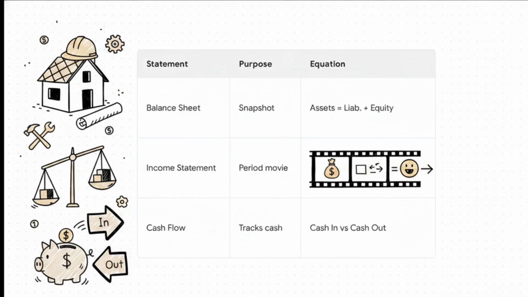And finally, your cash flow statement. It does exactly what it says on the tin. It strictly tracks the actual movement of cash in and cash out of the business. You need this because, let's be real, you can easily show a paper profit on your income statement but still have literally zero cash in the bank to make payroll on Friday. You absolutely have to know these 3 formulas cold.